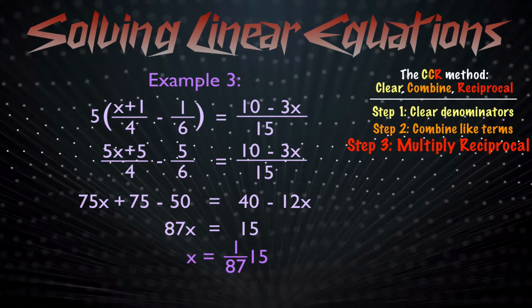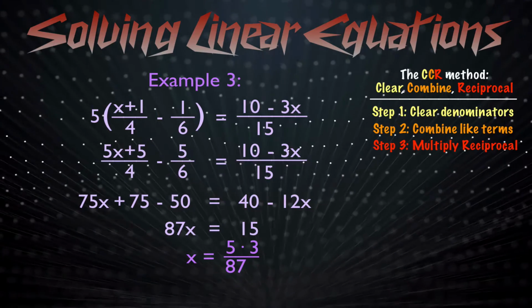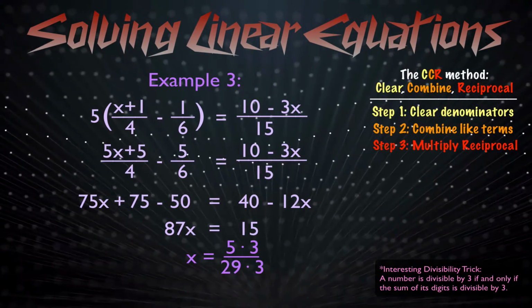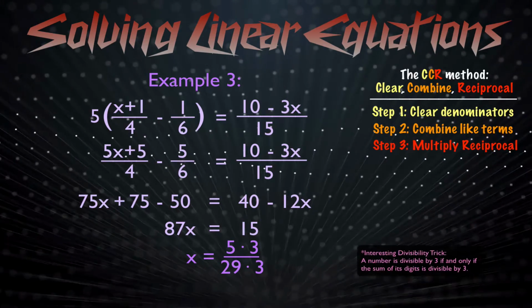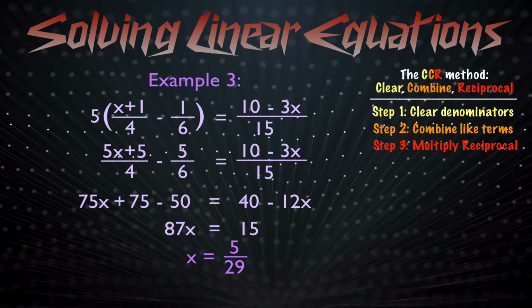That tells us that x equals 15 over 87, but 15 is divisible by 3, and 87 is also divisible by 3, because the sum of its digits, 8 plus 7, is 15, and 15 is divisible by 3. Anyways, the point is just that we can reduce our answer to 5/29. And that's the end of example 3.